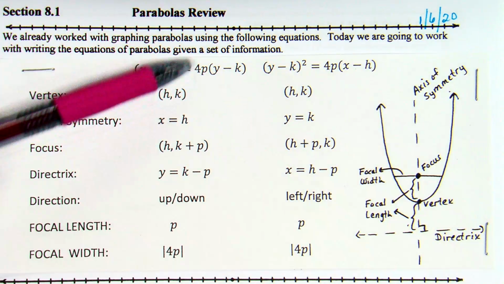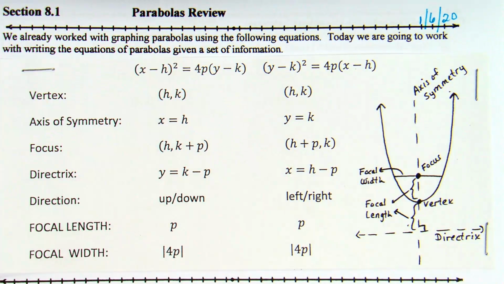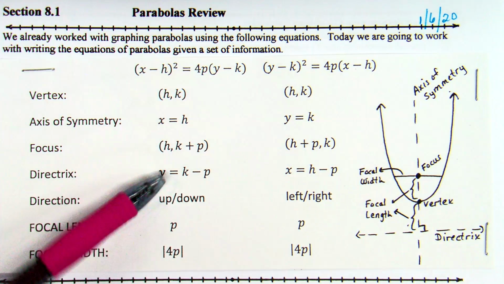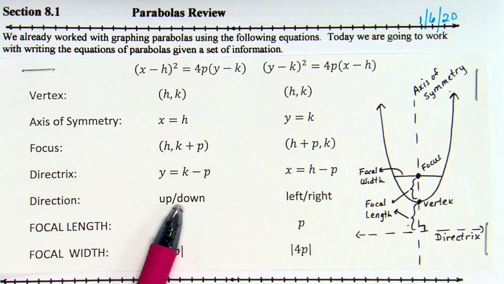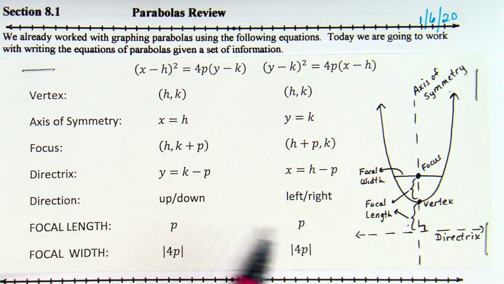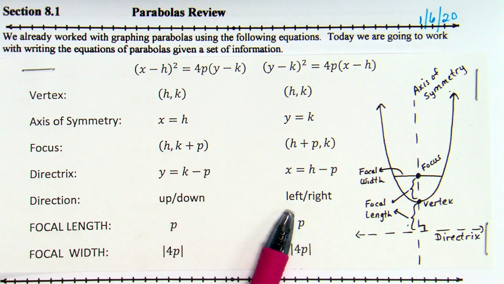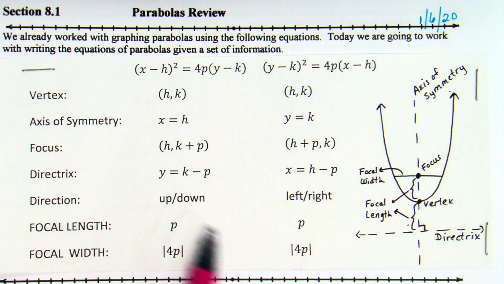You'll also notice you have two columns of information here, yes? The difference is, if you look at the direction, this left column of information is all the information you need for a parabola that opens either up or down. And now that we're in pre-cal, the second column of information is all the information you need for a parabola that either opens left or right. I'm going to go through with you how we use that information.